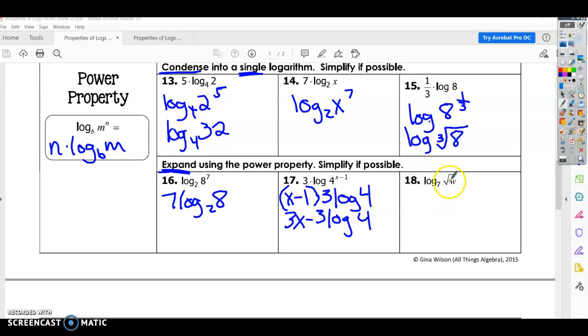All right, and a minute ago we said that the square root is the same as the 1/2 power, so we can rewrite this as log base 7 of w to the 1/2 power. And if we expand that, we would bring the exponent to the front, so 1/2 log base 7 of w. All right, so that's some examples of using the 3 properties of logarithms.